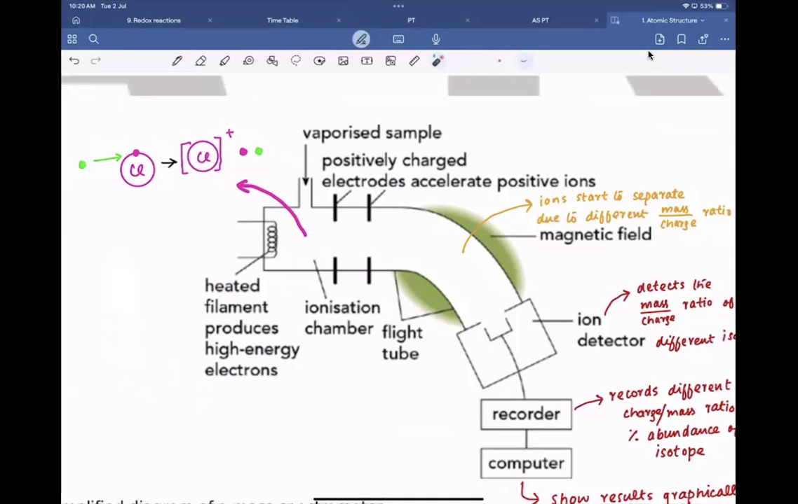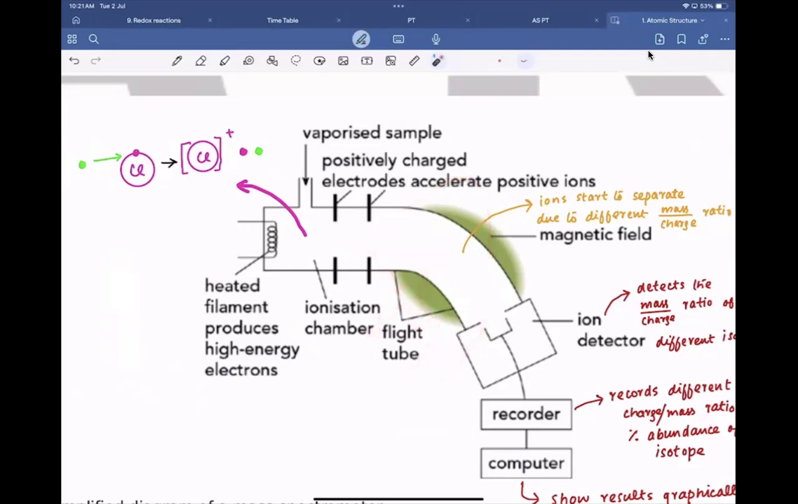Okay. Now, if you see in this region, there are electrodes. What is the charge of these electrodes? Positive. And what is the charge of the ions which are formed from atoms? They're also positive. So what type of interaction is going to be observed between these? A repulsion will happen, and due to this repulsion, all the atoms move towards the flight tube. This is the flight tube. Is this clear? Yes, sir.